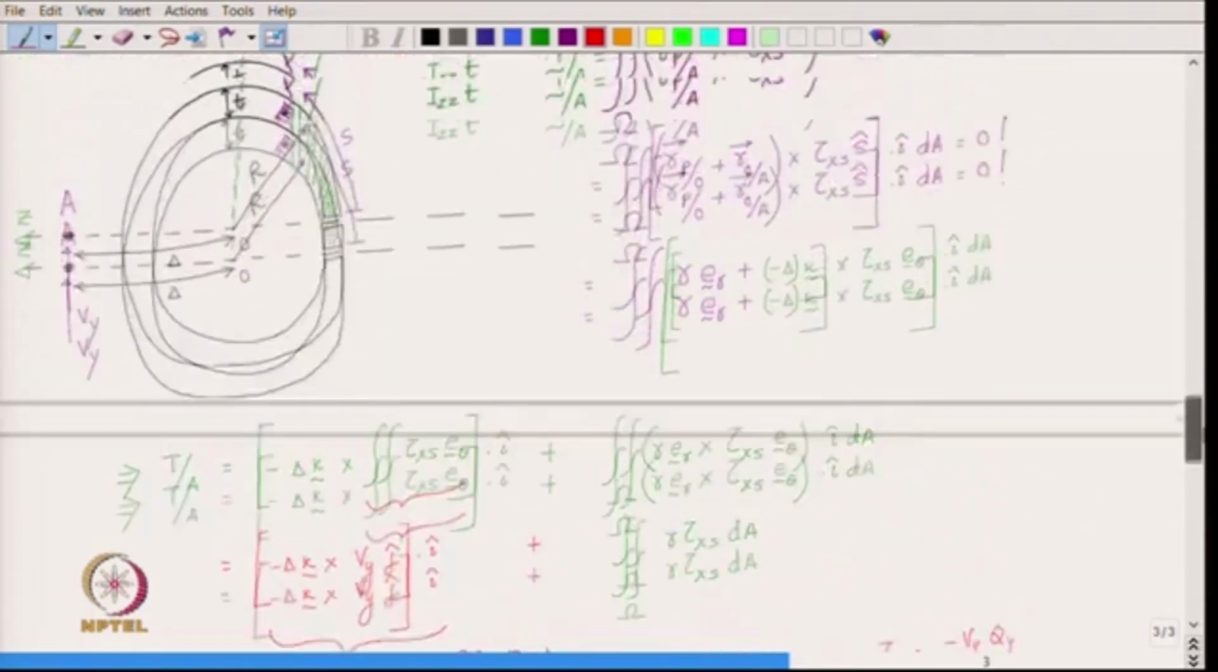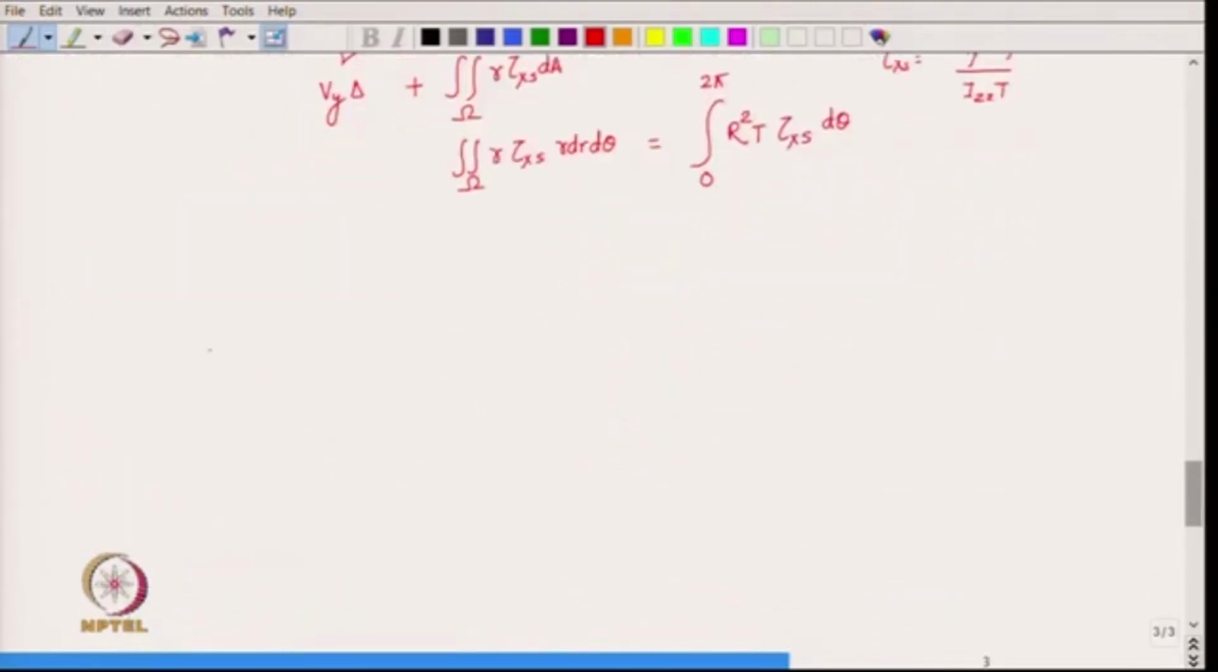Now, what is q y for the shaded region? So, let us have the shaded region here. So, it is an arc of the circle.